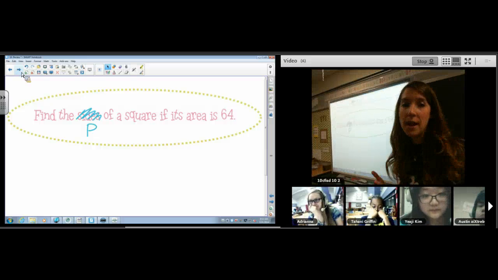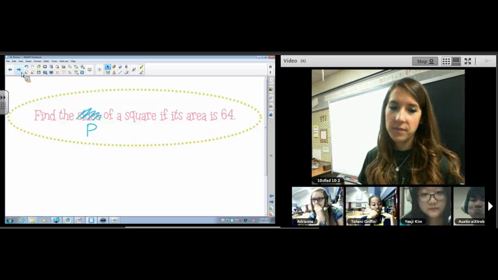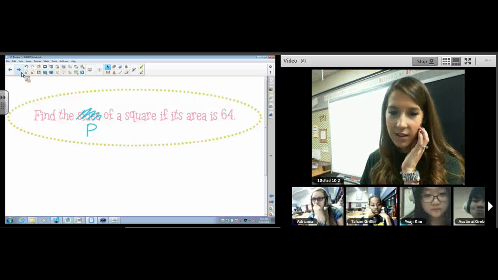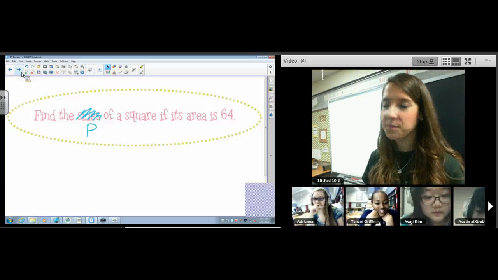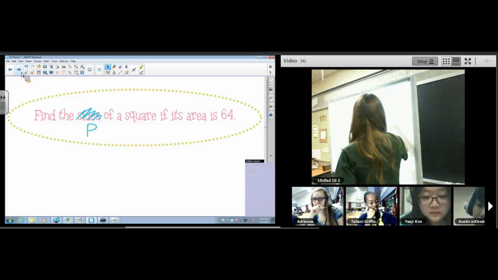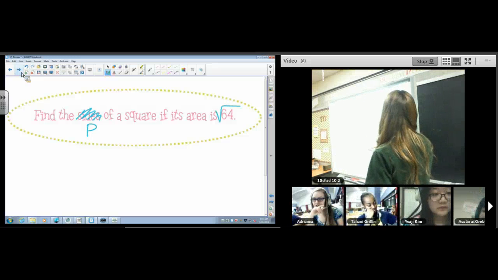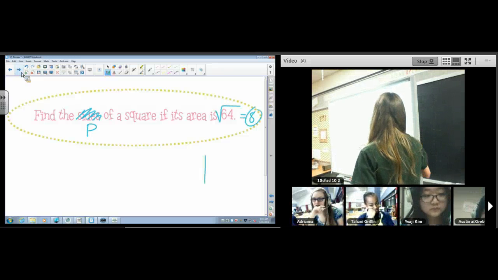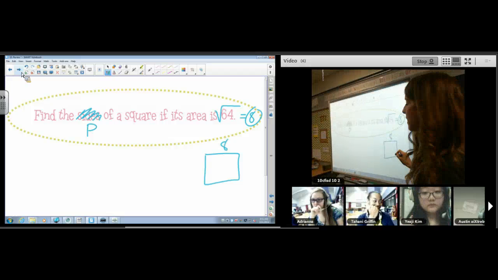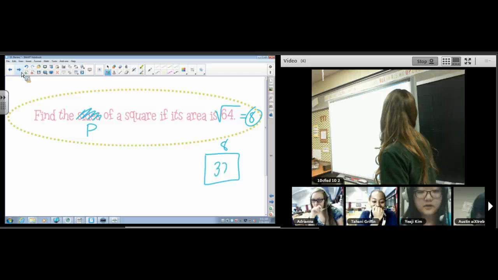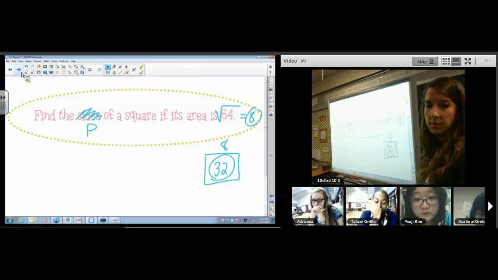So how do you undo area? How do you undo it? Can you talk out loud with your mic? Talk out loud. Yeah. So when we square root 64, we get 8. If the sides of the square are 8, then the perimeter is 32. Moving on.